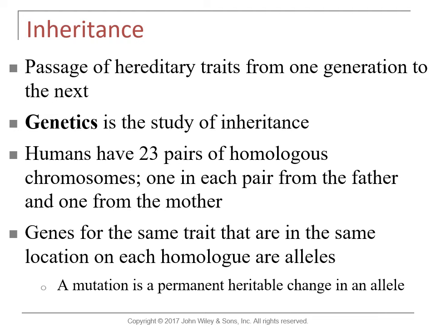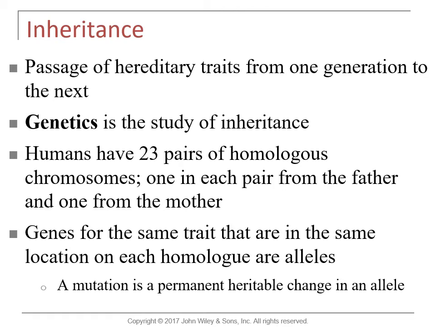Now we're gonna move to inheritance and we're gonna talk about genetics. As you have already learned, the nuclei of all human cells, except gametes, contain 23 pairs of chromosomes, right? The diploid number 2n, 2 times 23. One chromosome in each pair comes from the mother, and the other one comes from the father.